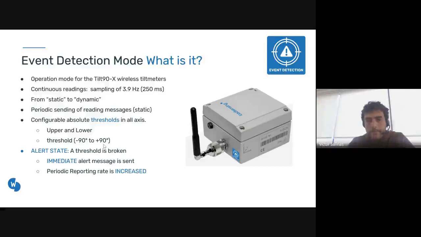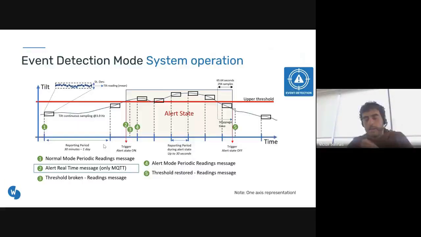and moreover, the periodic reporting rate is increased. For example, if we were reporting readings each hour, and the threshold is broken and we enter the alert state, we are going to transmit each 30 seconds, for example. So we are changing this rate. And here is a picture of how the system operates. It's illustrative. We are starting from the left, so we are in the normal state.